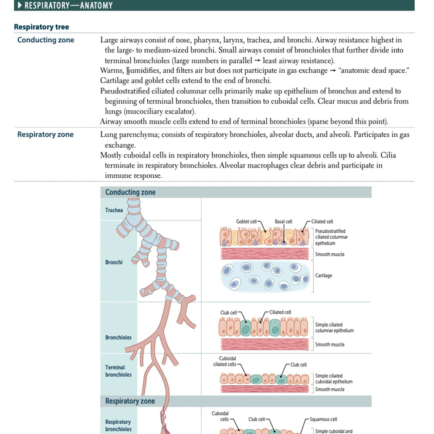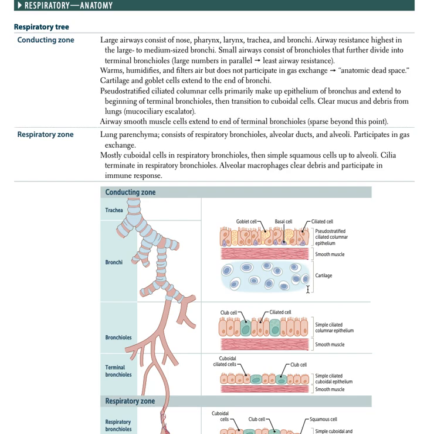The conducting zone warms, humidifies, and filters air but does not participate in gas exchange. It is called an anatomic dead space. Cartilage and goblet cells extend to the end of bronchi. Pseudostratified ciliated columnar cells primarily make up the epithelium of the bronchus and extend to the beginning of terminal bronchioles. Then they transition into cuboidal cells.